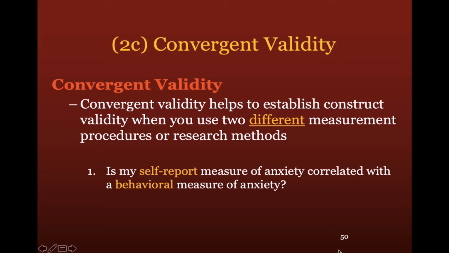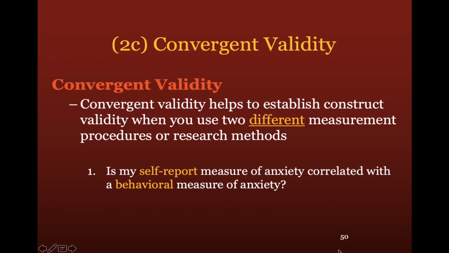Another type of validity is convergent validity. It's very similar to concurrent validity, but there's one important distinction which I'll describe. Again, here you're trying to look at the relationship between two different measures of the same construct, but here you're using two different measurement procedures or methods. So I could give people our new measure of anxiety, which is a self-report measure, and then also observe people who are anxious and see if it's highly correlated.